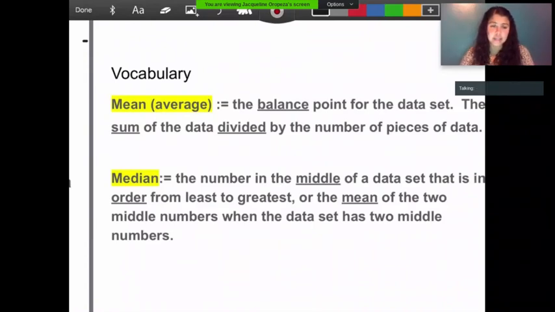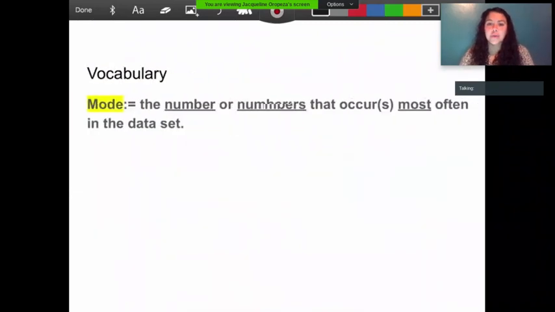Median is our second vocabulary word, which is the number in the middle of the data set that is in order from least to greatest, or the mean of the two middle numbers when the data set has two middle numbers. Our third vocabulary word is mode. Mode is the number or numbers that occur most often in a data set.